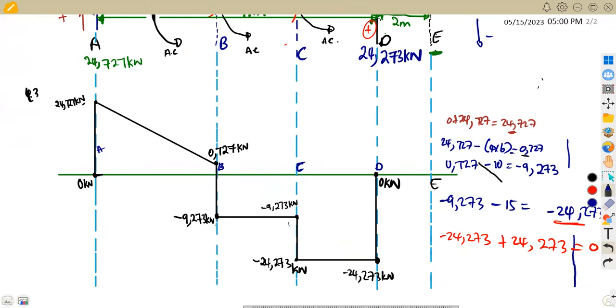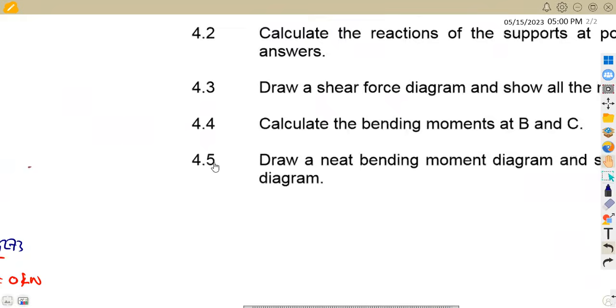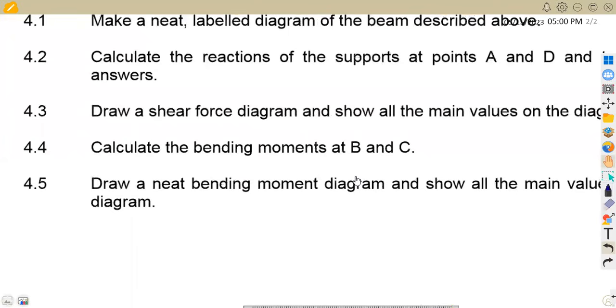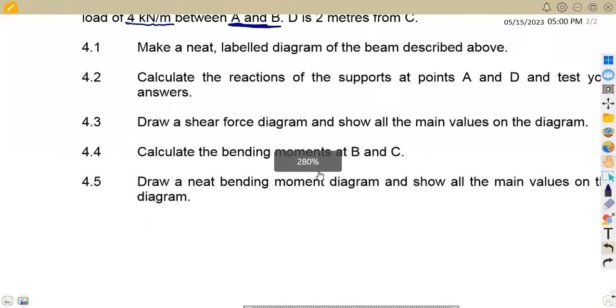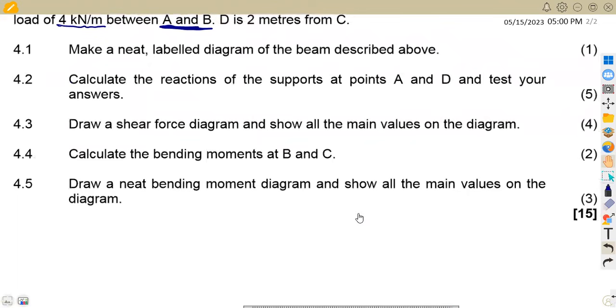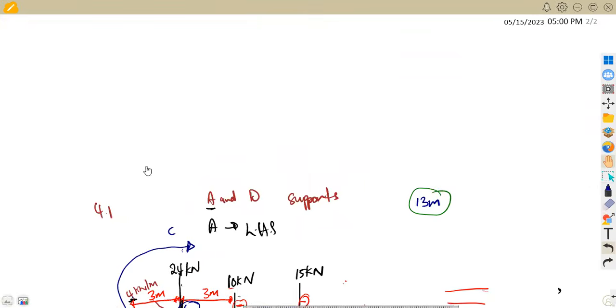All right, so let's consider another question. 4.4. Calculate the bending moments at B and C. That is the bending moments in this case at B and C, and we are given 2 marks for that. All right. So that's 4.4. Bending moments, we can just use our diagram here on top. So I'm just going to work them here.